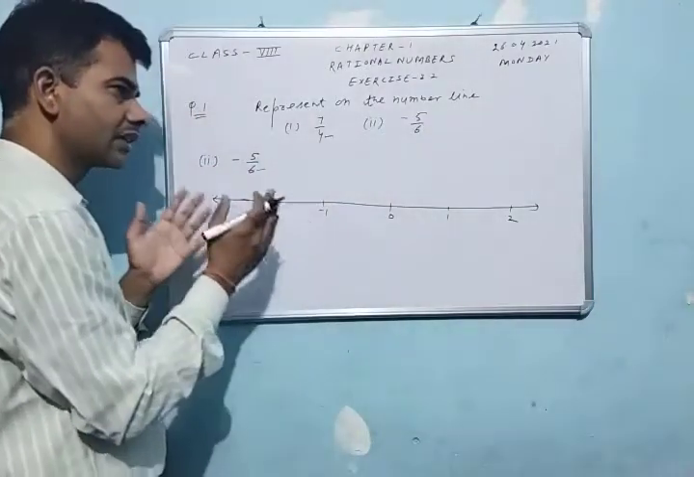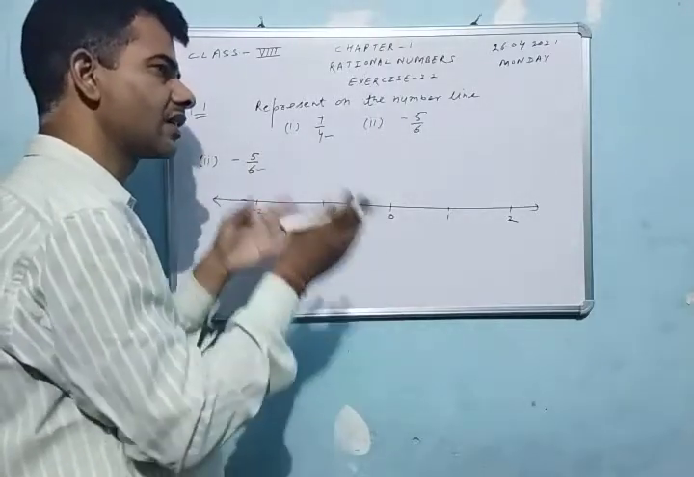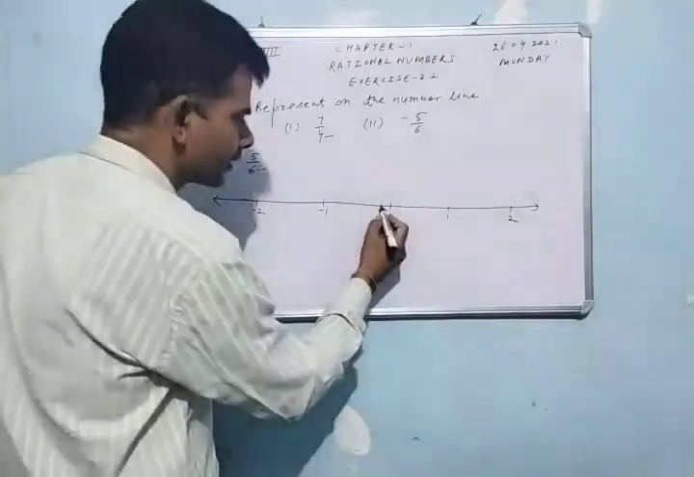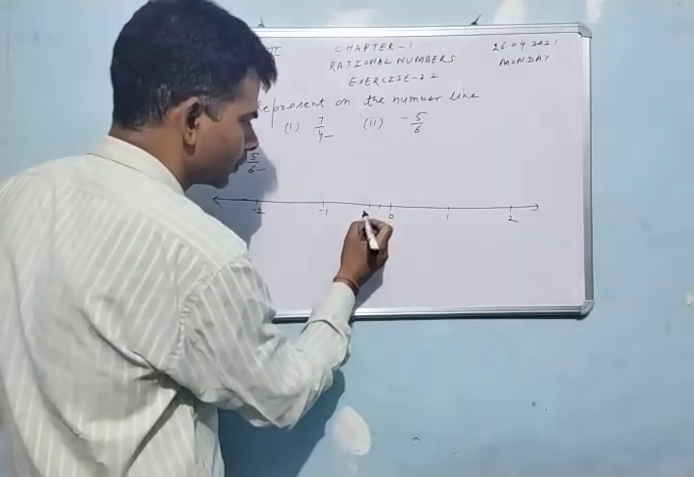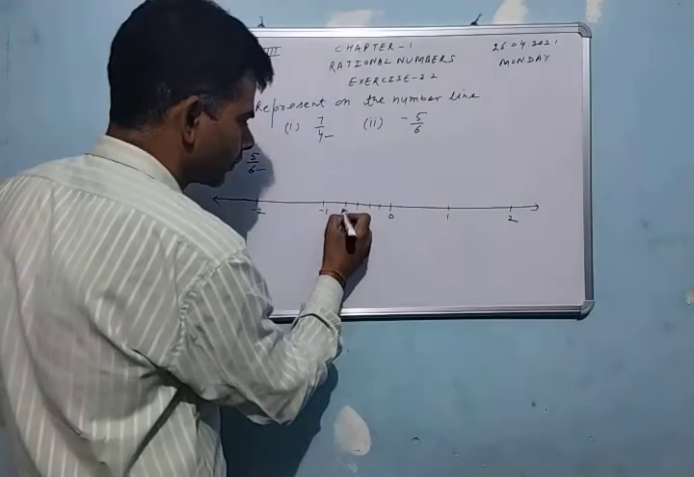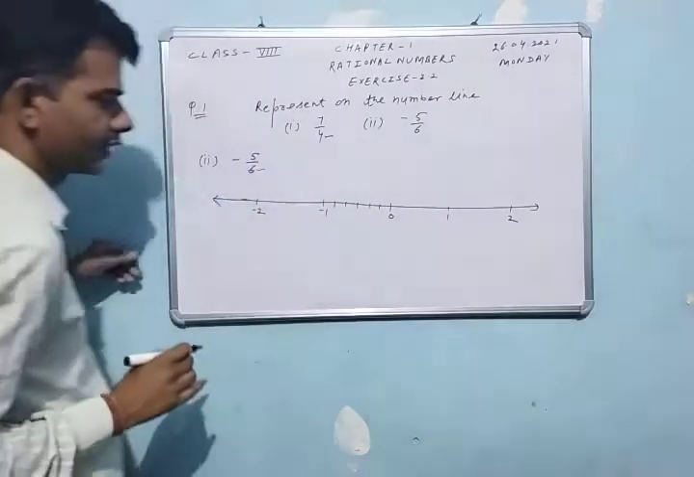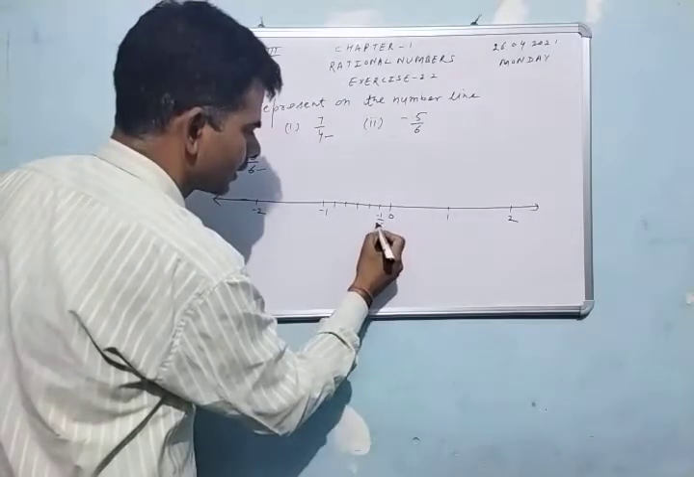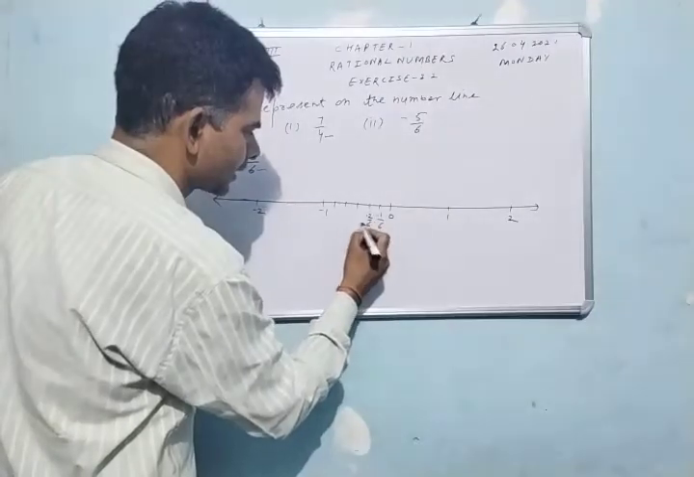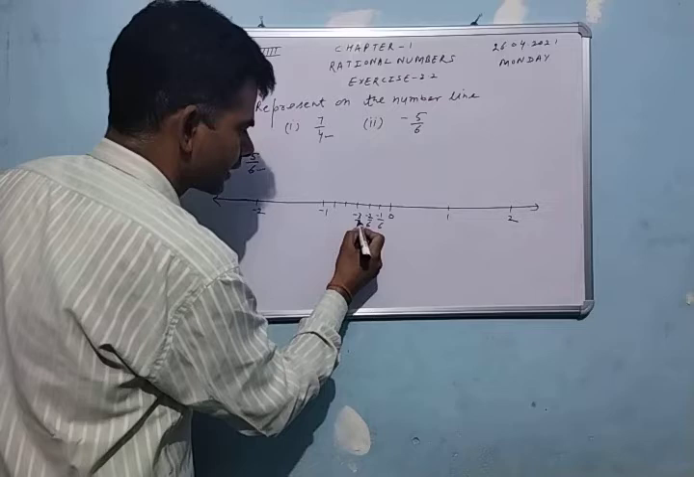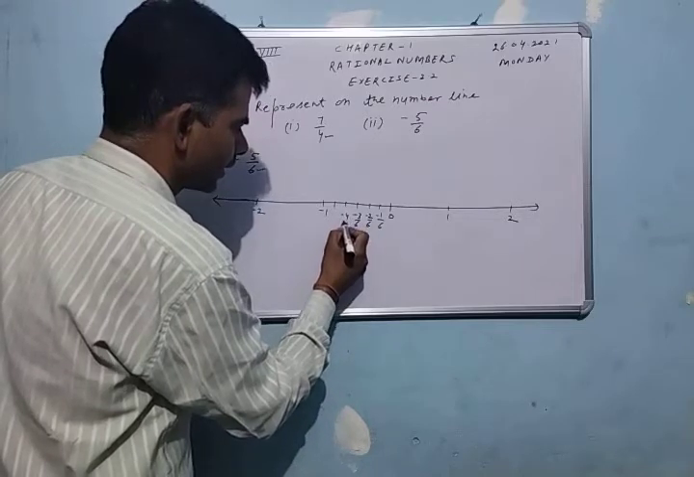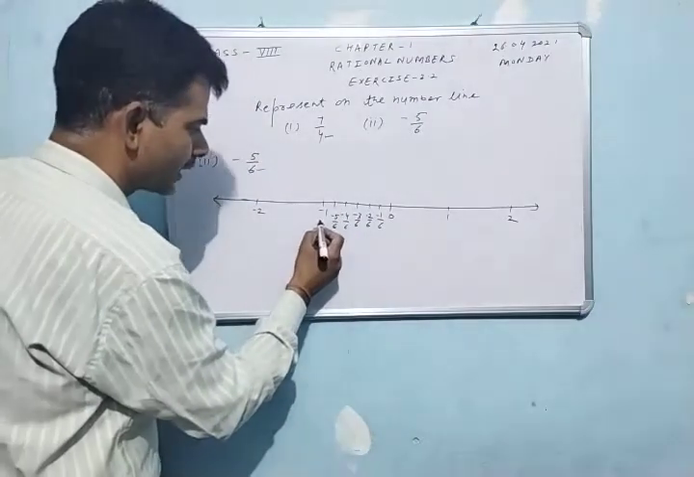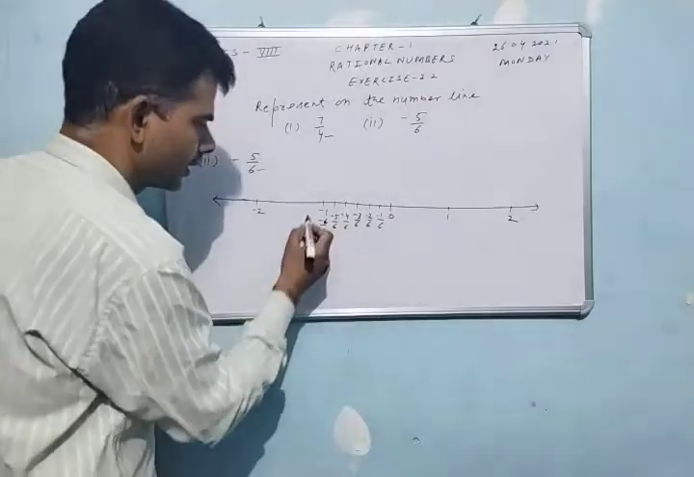Students, the gaps between the rational numbers should be equal. Mark 1, 2, 3, 4, 5, 6. Now students, it will become minus 1/6, minus 2/6, minus 3/6, minus 4/6, minus 5/6, and minus 6/6, which is equal to minus 1.